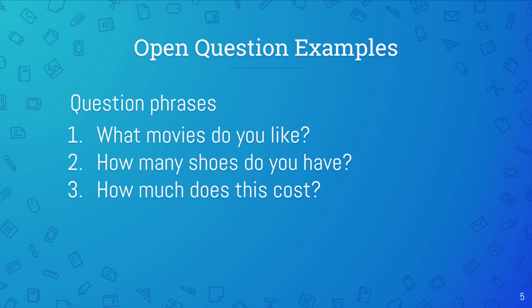Number one, what movies do you like? Here, our phrase is what movies, helping verb, do, subject, you, and then our main verb, like. How many shoes do you have? How many shoes? That is our question phrase. Do is our helping verb. You, subject, and finally have is our main verb.